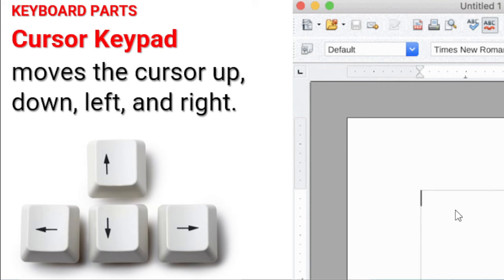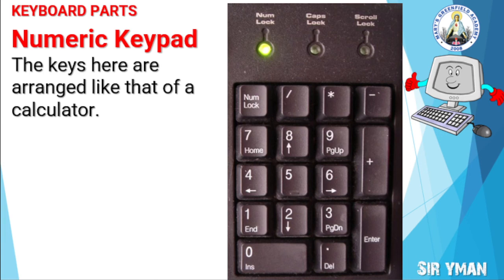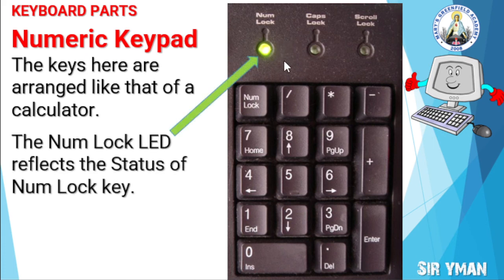And lastly, ang ating tinatawag na numeric keypad. So yung numeric keypad, sabi sa definition, the keys here are arranged like that of a calculator. So di ba? Kita niyo naman, itsura niya mukha siyang calculator, wala lang siyang screen, ano? Right. So the numlock LED here reflects the status of the lock key. So if it's not switched on, then the numeric keypad won't function. Instead, it will function the cursor and navigation keys.